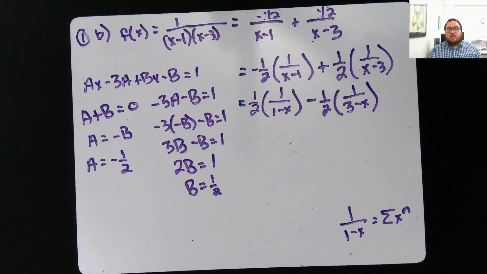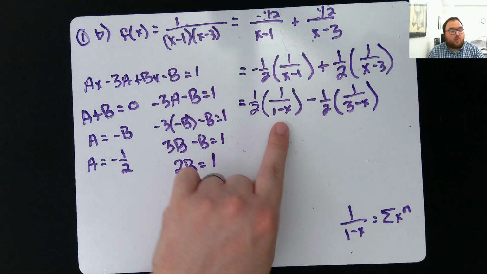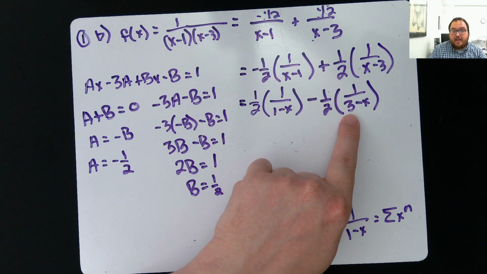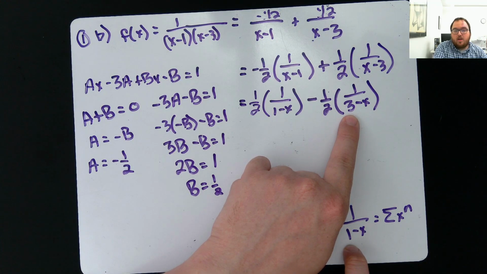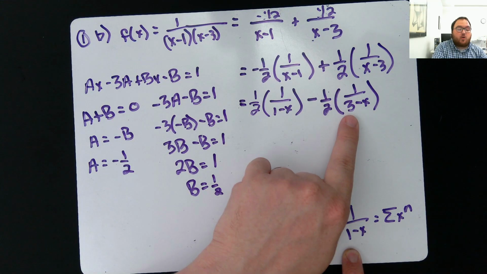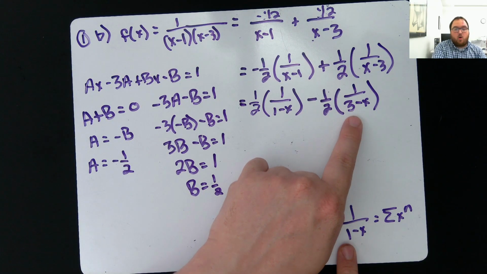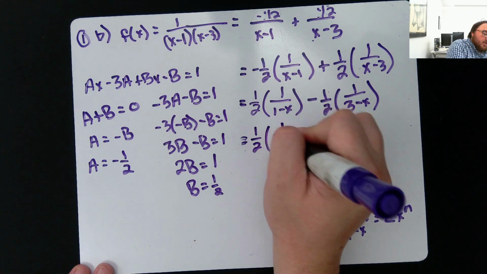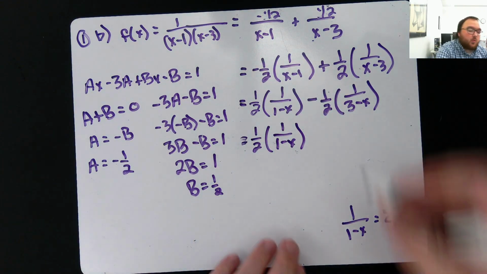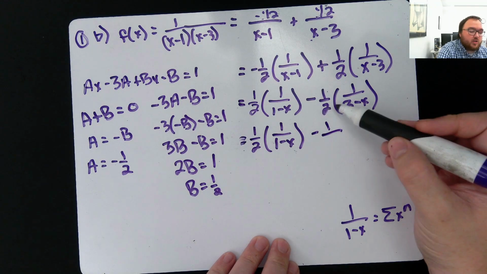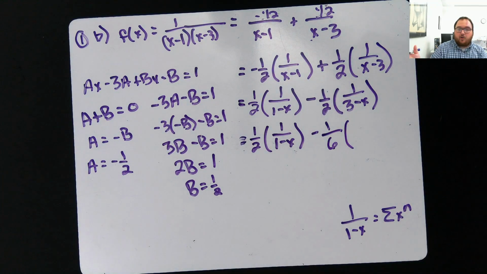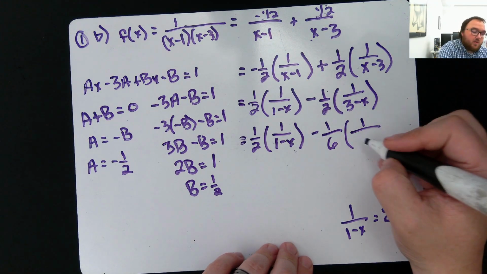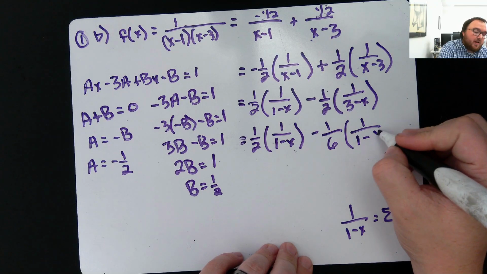Am I good? No, because this one right here is good. It looks exactly like it. I'm happy there. This one, though, has a 3 when I really want a 1. So I need to factor out a 3 on the bottom right here to make it a 1. So 1/2, this one's fine. I'm happy with that one. Factoring out a 3 on the bottom would make it 2 times 3, which is a 6 now because I'm factoring out a 3. 1 is 1 over. Factoring out a 3 from 3 gives me 1. Factoring out a 3 from x gives me x over 3.